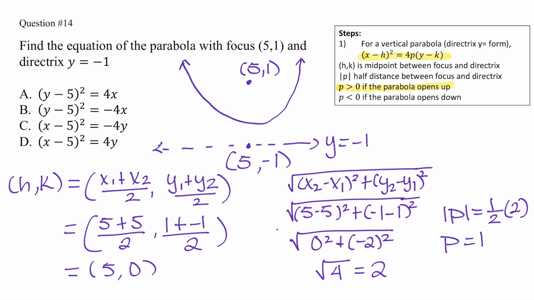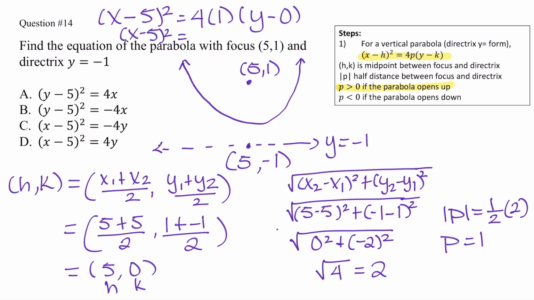Okay, so now I just plug into this formula. I have x minus h. Remember, this is h, this is k. So x minus 5 squared equals 4 times p, which is 1, and then times y minus 0, right? k is 0. So that means that x minus 5 squared equals 4 times y. Okay, so now let's match it to the correct answer choice. So that is going to be answer choice D, right? We have x minus 5 squared equals 4 times y. Be careful with the negative signs, right? So that's why we don't choose C.